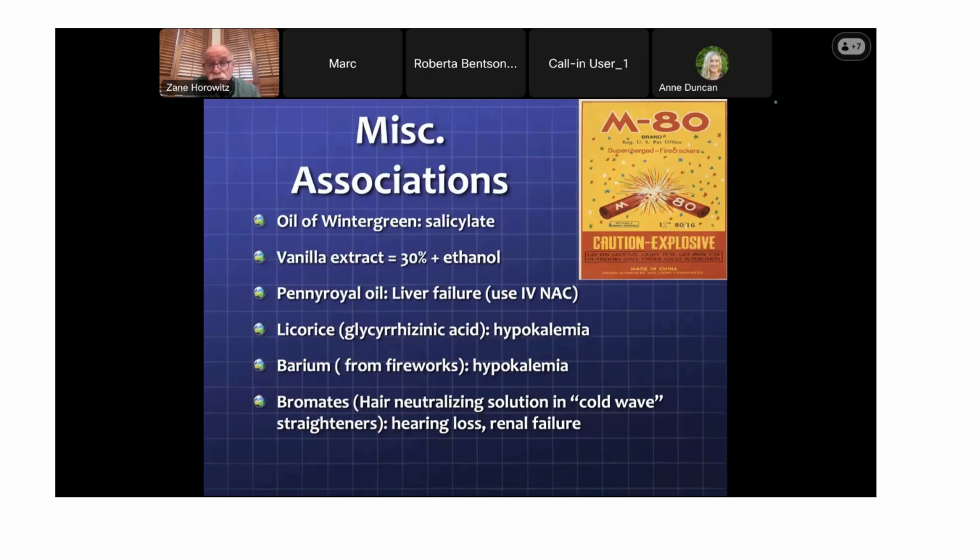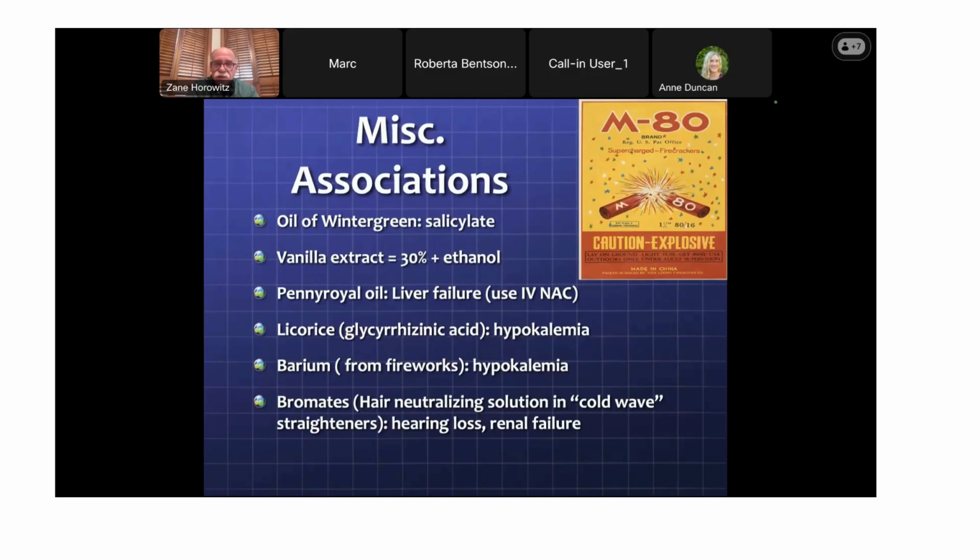Licorice, real licorice, the black licorice you can buy overseas more than here, not the red strings you can buy in most candy stores, has glycyrrhizic acid in it. It's an aldosterone-like substance and produces hypokalemia. Treatment is just to replace the potassium. Those folks usually get moderate hypokalemia, potassiums of 2.5 to 3.